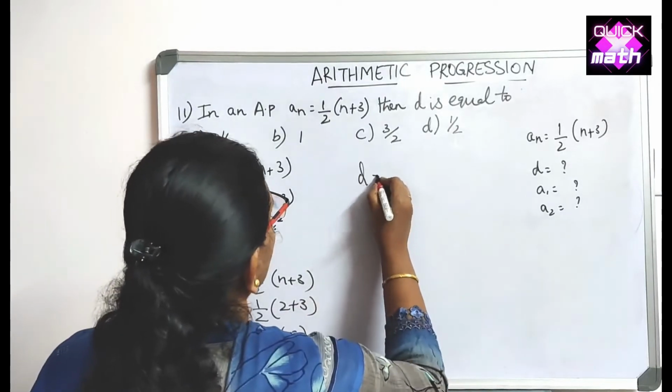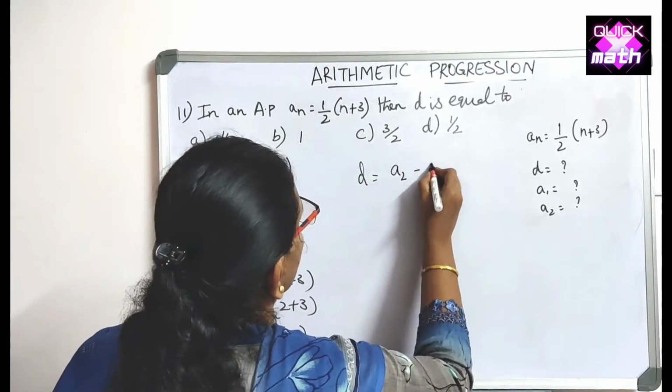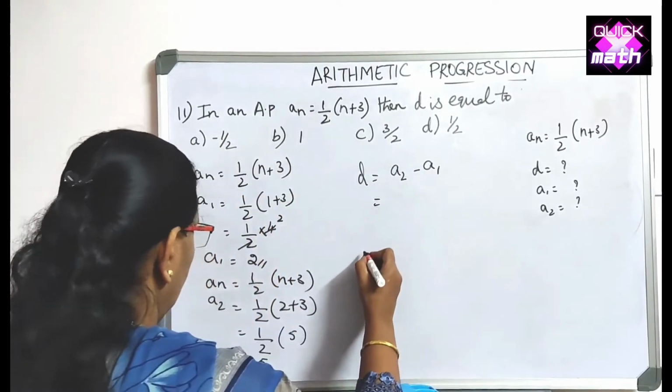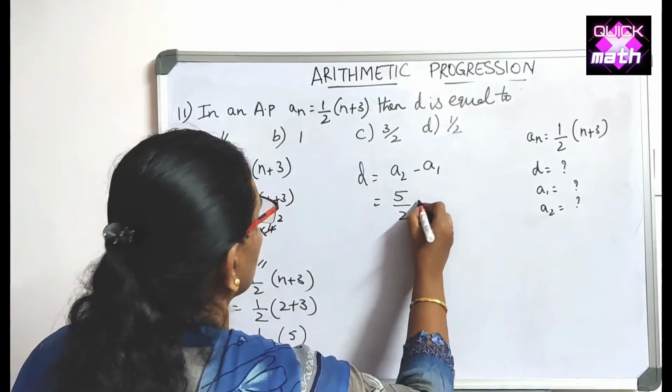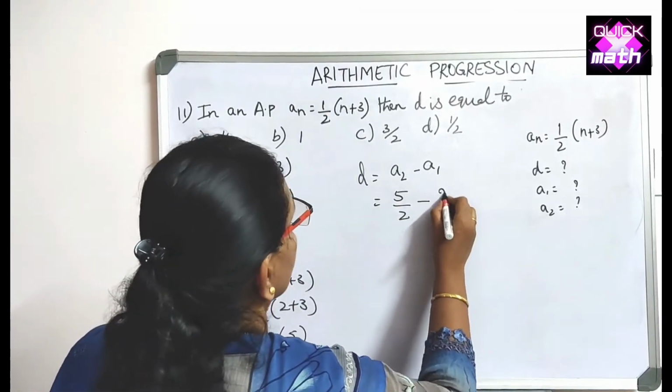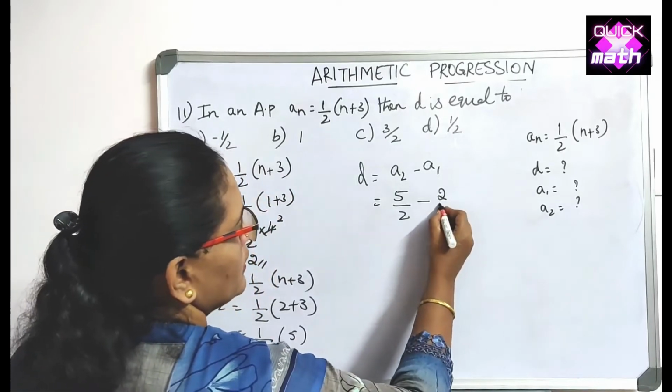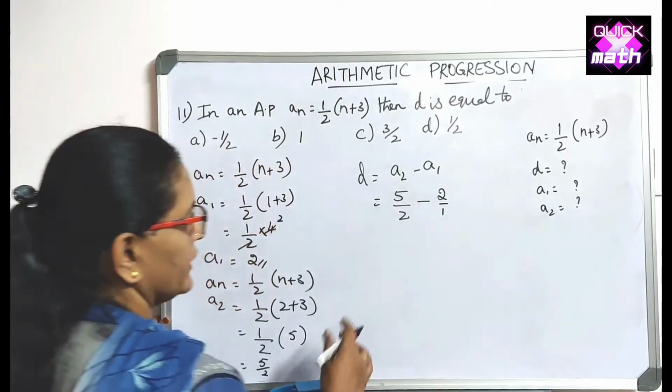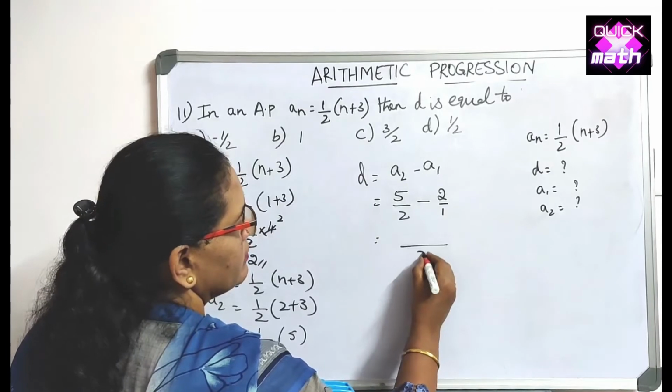Now we'll find out the D. D is nothing but A2 minus A1. So A2 is 5 by 2 minus A1 is 2. Since this is a fraction and this is a whole number, I'll make this also a fraction. So let us take the LCM as 2.